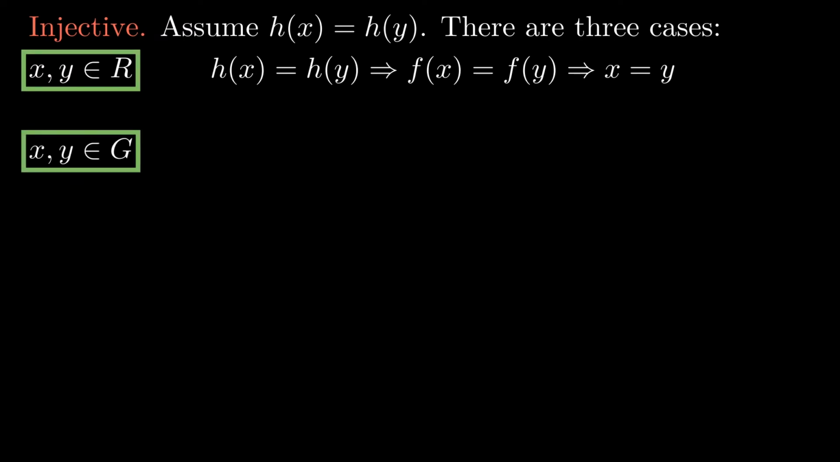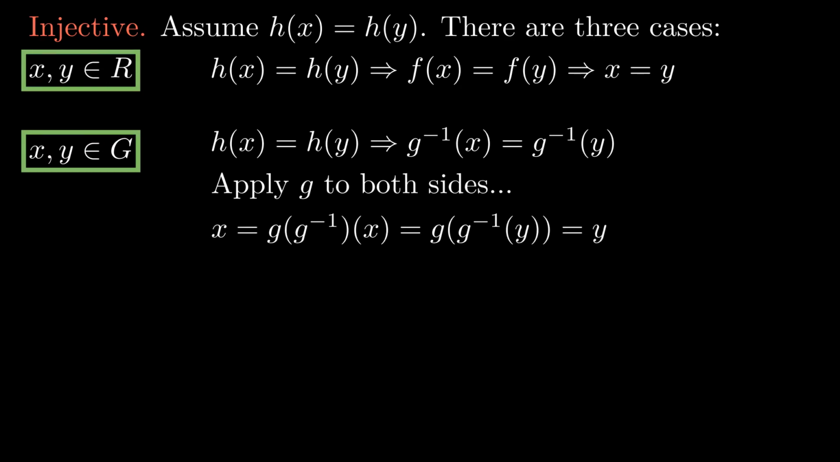The second case is when x and y are both in G. Remember, if x and y are in G, that means H equals G inverse. So H of x equals H of y implies G inverse of x equals G inverse of y. Apply G to both sides of this equation, and we get that G of G inverse of x equals G of G inverse of y, but of course G of G inverse of x is x, and G of G inverse of y is y, and therefore x equals y.